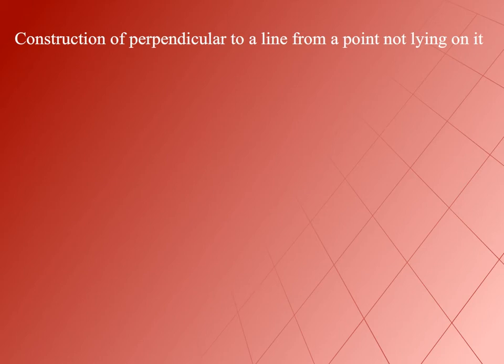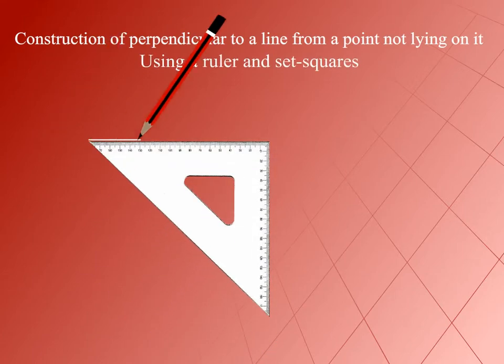Construction of perpendicular to a line from a point not lying on it. Using a ruler and set squares, let M be a line and P be a point lying outside the line M. Place either of the set squares on the line M as shown here.